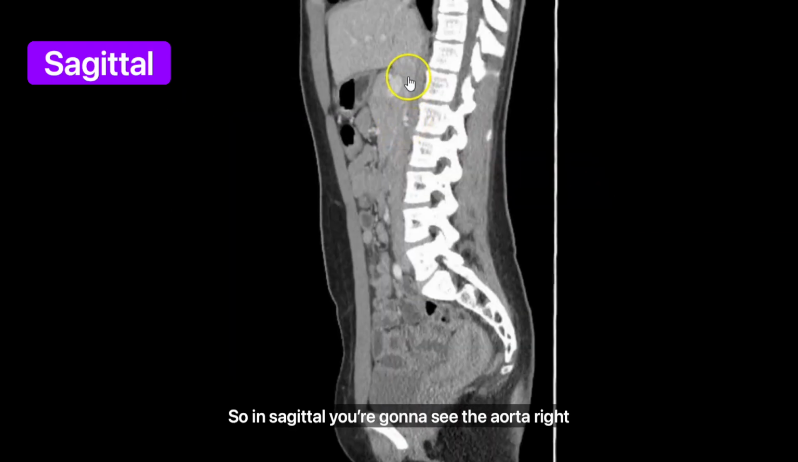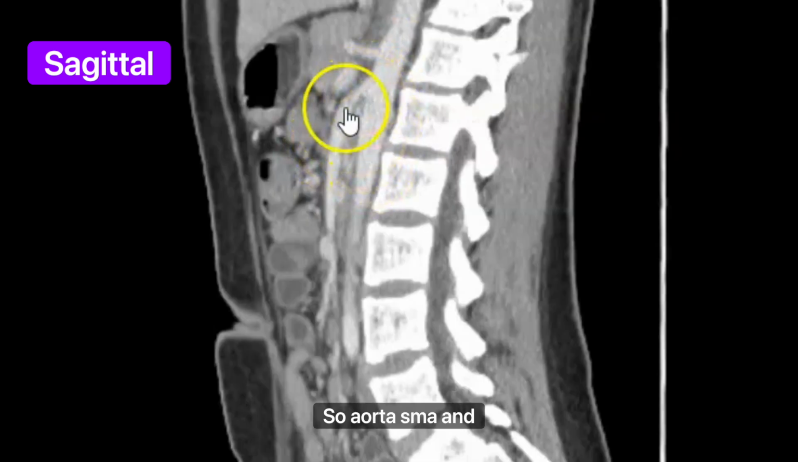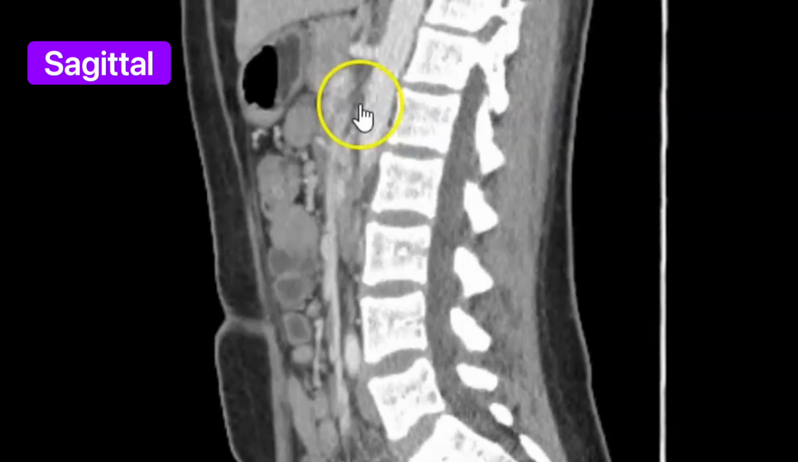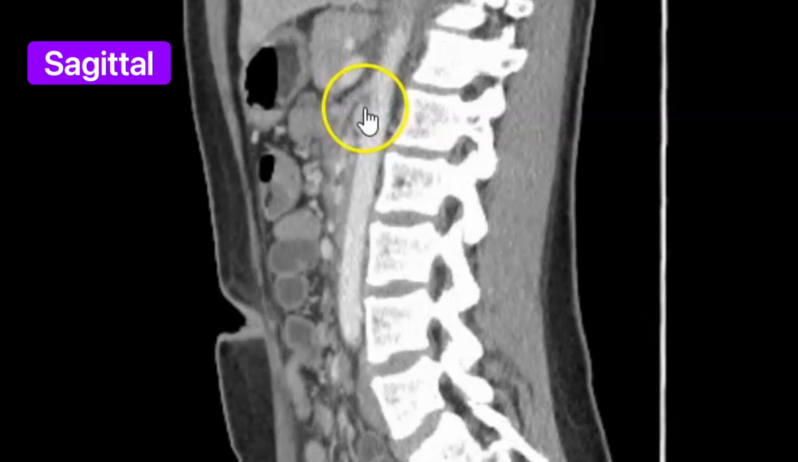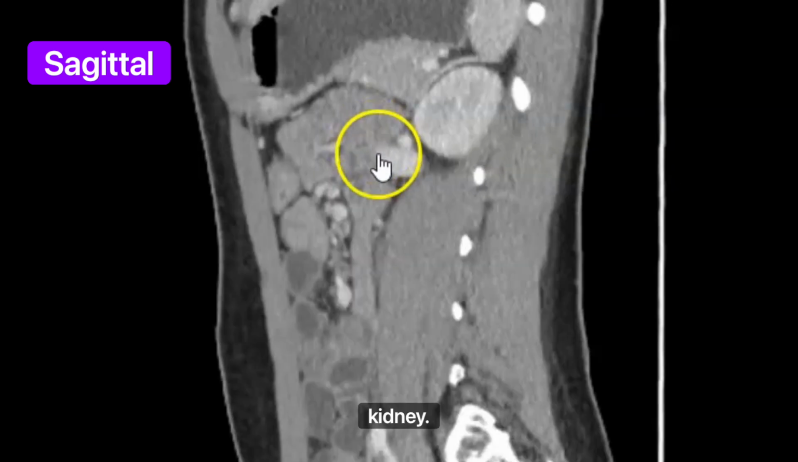All right, so in sagittal, you're going to see the aorta right here, and then the SMA right there. So aorta, SMA, and then the left renal vein should be going here. Normal position. As it leaves the aorta mesenteric region right here, you'll see that it starts to get more dilated as it goes to the left kidney.